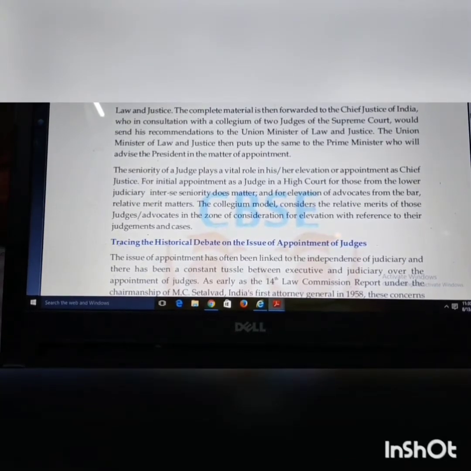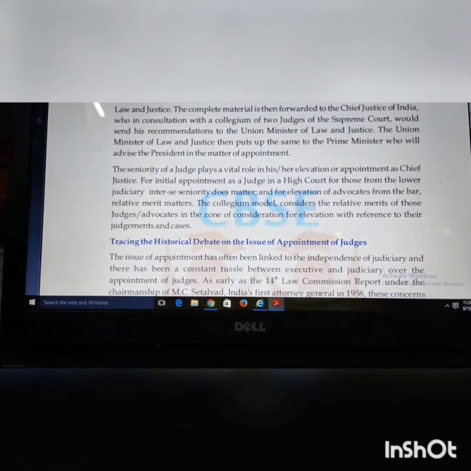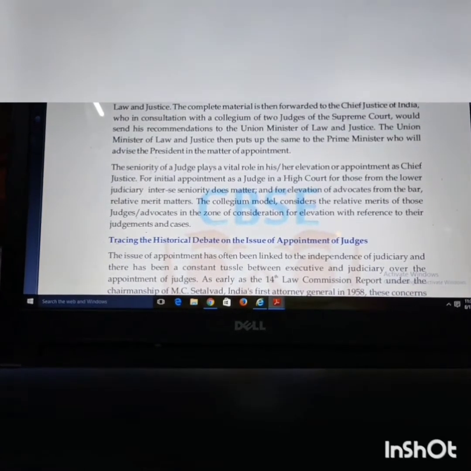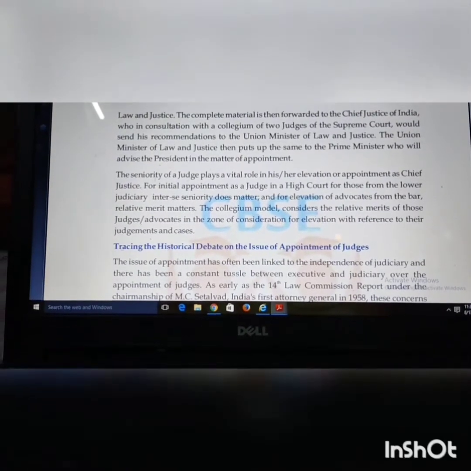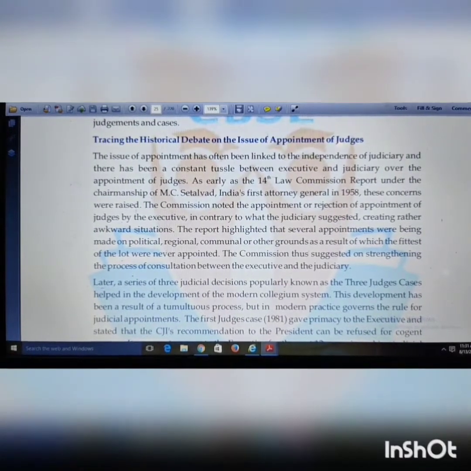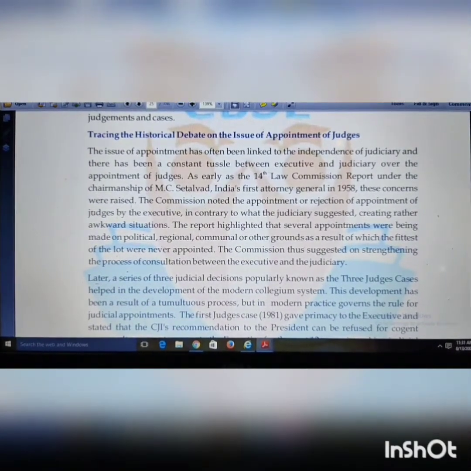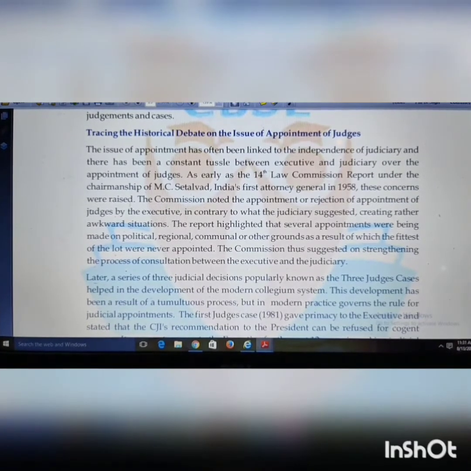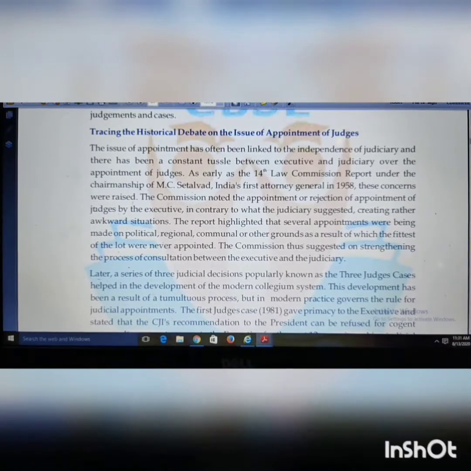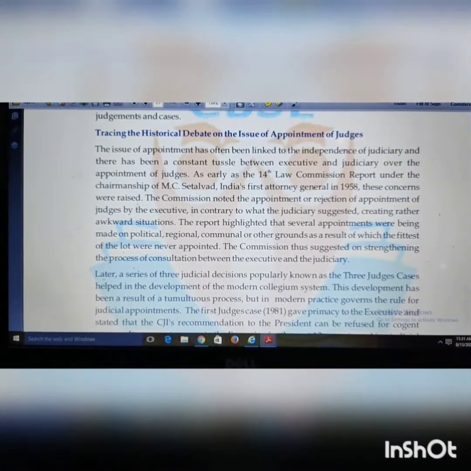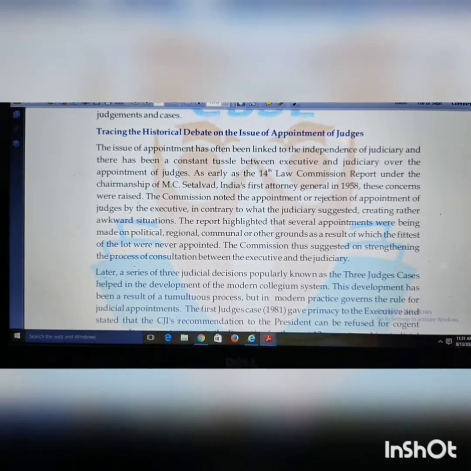Collegium model considers relative merits of those judges in the zone of consideration for elevation with reference to their judgments and cases. Tracing the historical debate on the issue of appointment of judges. Right now we have done what is at present. Now we will trace the history. The issue of appointment has often been linked to independence of judiciary, and there has been a constant tussle. Tussle means a sort of war, conflict between executive and judiciary over the appointment of judges.